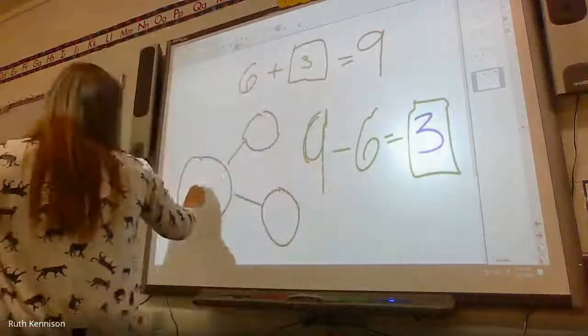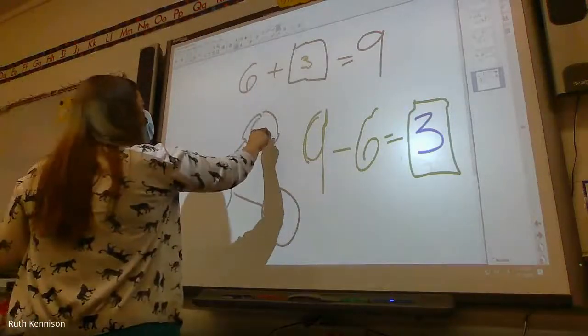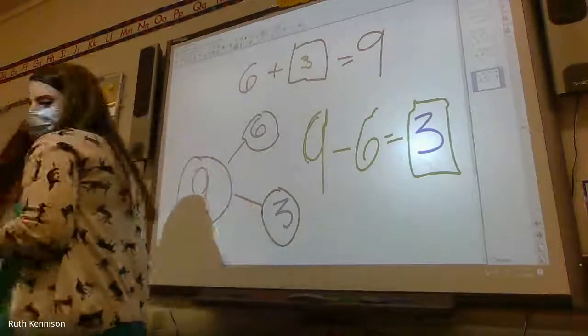We're going to put 9 in that biggest bubble. And then 6 and 3, it doesn't matter which way you put it. It does not matter, right?